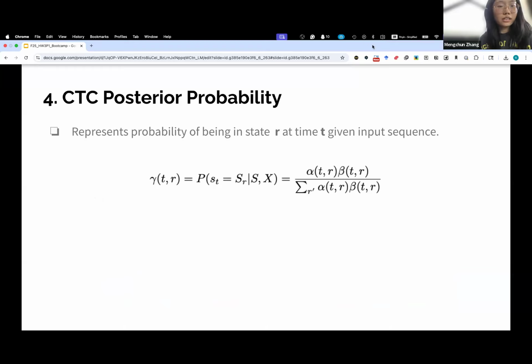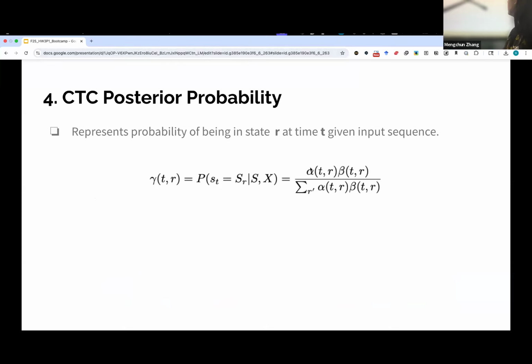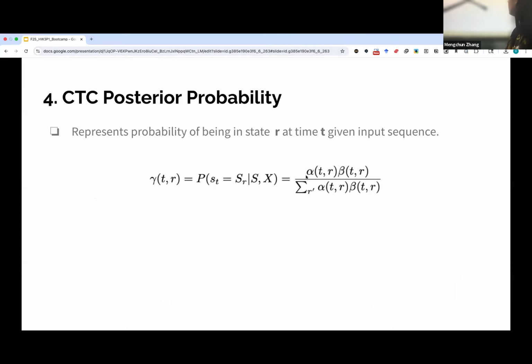Okay, after we calculate the forward and backward probabilities, let's use them to calculate the posterior probabilities. So for the posterior probability, it means the probability of being in the state R at time t, given the input sequence. So here in the numerator, it's the product of our forward probability and the backward probability, alpha multiplied by beta, and then we normalize it with the sum of all the alpha multiplied by beta.